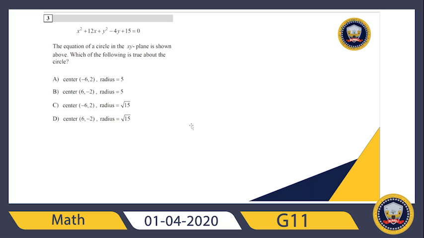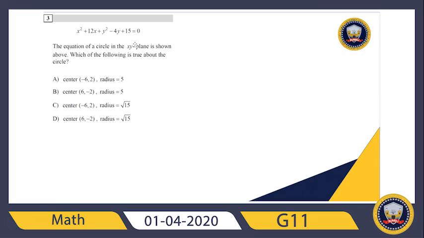In this question, it's given a circle, and in this circle we have its equation, which is x squared plus 12x plus y squared minus 4y plus 15 equals 0. He's asking me which one of the following is the center and the radius of this circle.